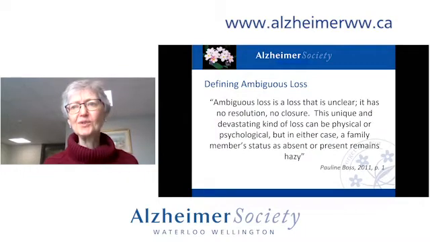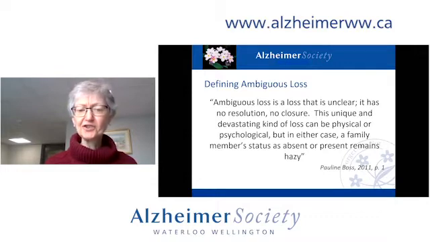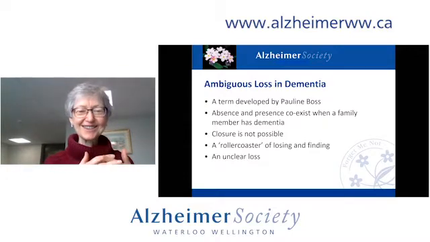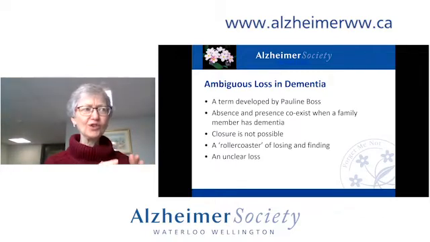So when we're defining ambiguous loss, we're really looking at a loss that is unclear. It has no resolution and no closure. This unique and devastating kind of loss, it can be physical or it can be psychological, but in either case, a family member's status as absent or present remains hazy. So that is the formal definition of ambiguous loss. When we're looking at ambiguous loss in dementia, we're looking at a term that was coined by Pauline Boss, the author. And it's where absence and presence coexist. And that's what happens when a family member has dementia. A closure isn't possible, and it's a roller coaster of finding and losing folks again. It's a very unclear loss.